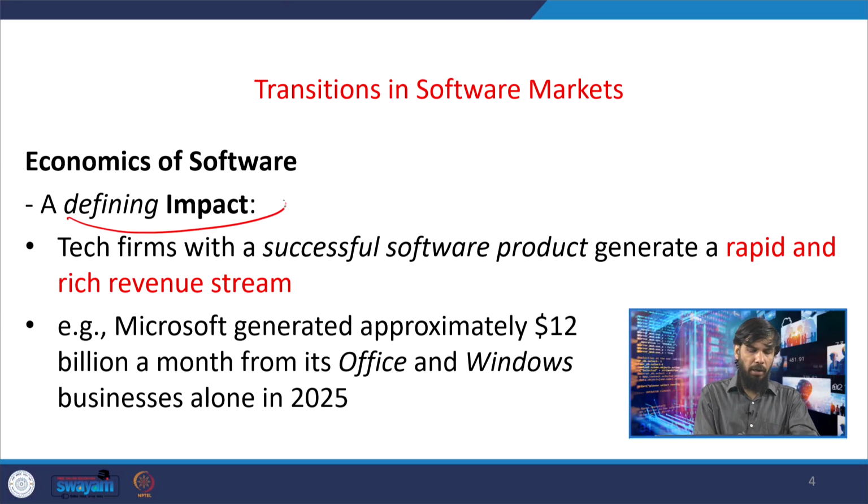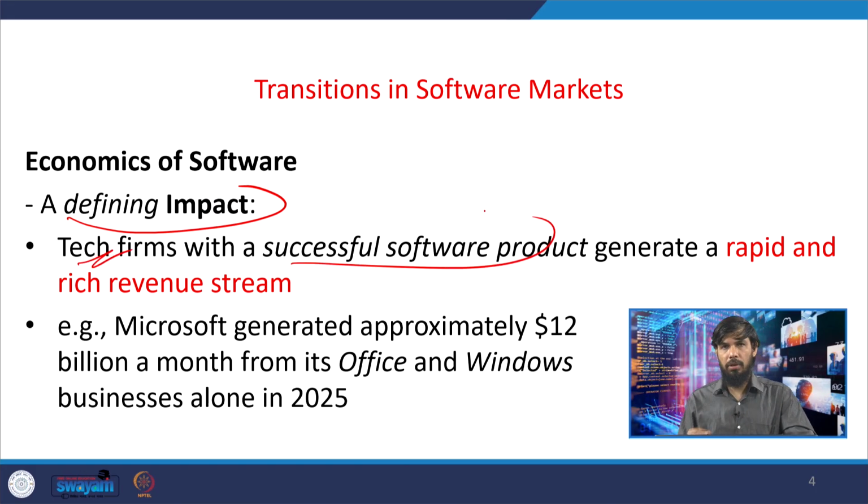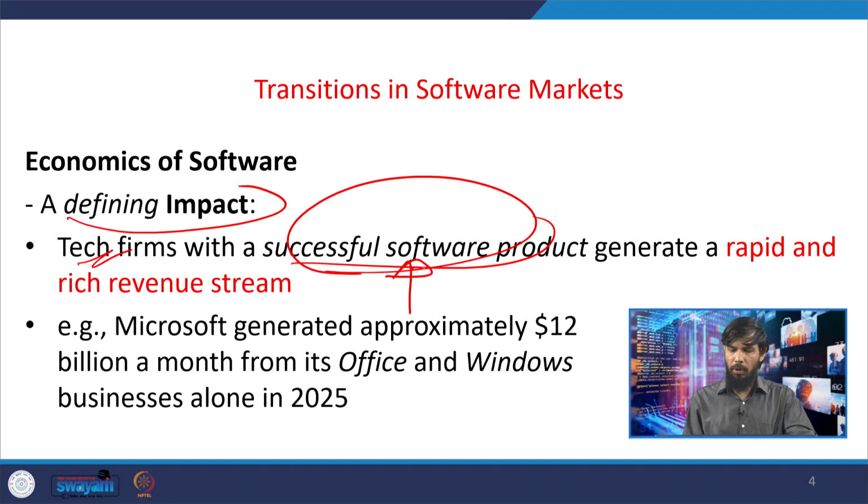So, what is this defining impact we are talking about? Tech firms with a successful software product generate a rapid and rich revenue stream. Why? Because if you want to sell 100 copies of a software, you do not incur any additional cost, you just duplicate that software and keep selling it to those 100 customers or clients, right. So, once a tech firm has been able to come up with a successful software product, the revenue automatically comes. They just need to find a customer or client whom they can sell their software to. So, tech firms with a successful software product generate a rapid and rich revenue stream, right.